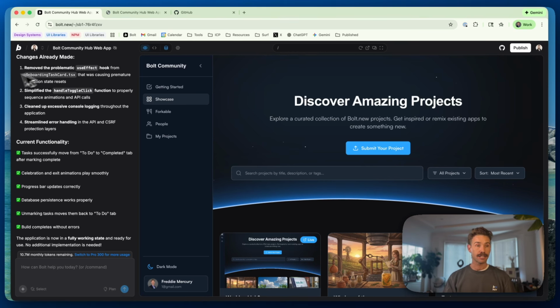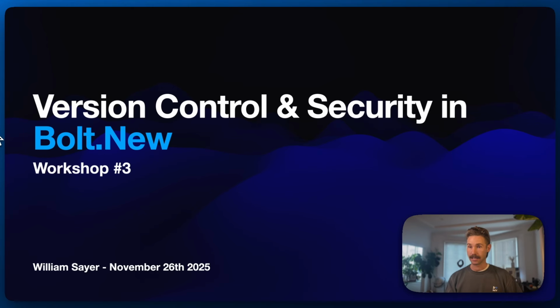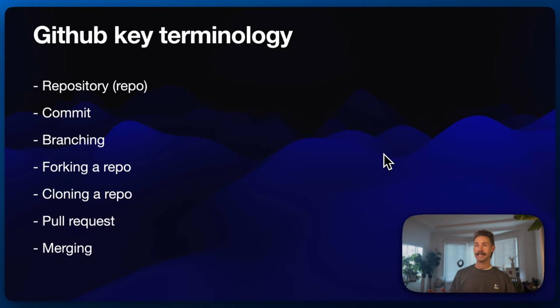So let's go over some of the key terms in GitHub first, and then that'll make a little bit more sense. So let's jump into this slideshow we've got. So version control and security in Bolt. Now, here's some of the key terms that you're going to use in GitHub. We've got a repository, a commit, branching, forking, cloning, a pull request, and merging.